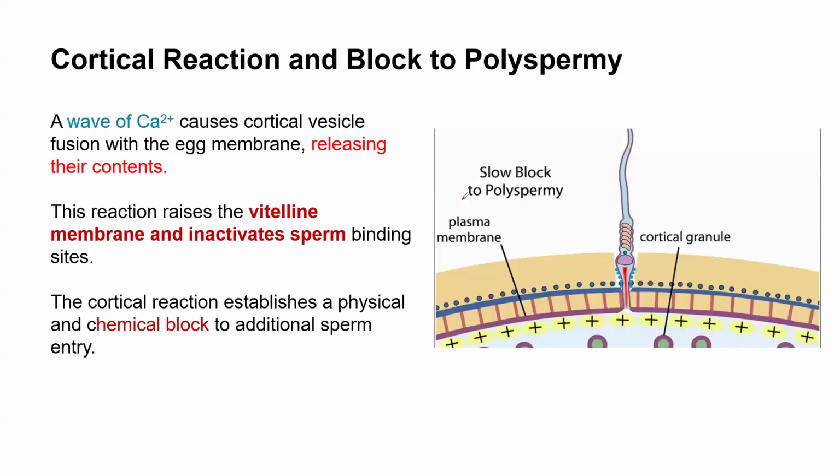And then look at it here. This is the cortical granule, and this is the slow block to polyspermy, and this is the plasma membrane. So they will fuse themselves, and then there will be block of polyspermy. So that is the importance of the cortical reaction, and this cortical reaction is caused as a result of a wave of calcium.